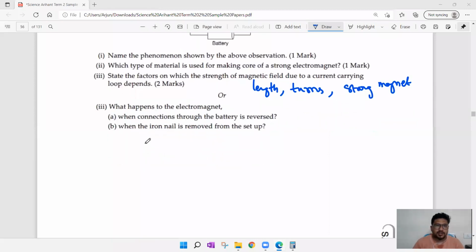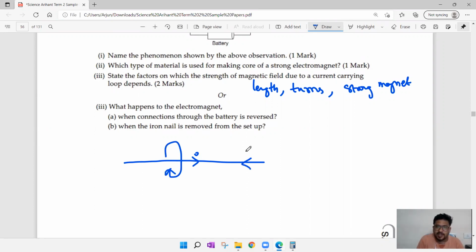Well, coming to internal choice, what happens to the electromagnet when connections through the battery are reversed? When connection is reversed, automatically magnetic field also will be reversed. We can see right hand thumb rule. When current is passing in this direction, magnetic field will be in this direction. When current is changed, magnetic field will be in the opposite direction. So when connections through battery are reversed, magnetic field also will be reversed.